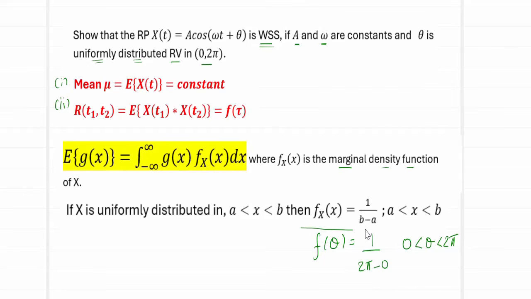I have to be very cautious to include this marginal function before integration and then apply it with the corresponding expected value. So come on, let us move on to solve the problem. We are going to show that the process is WSS. We will begin by showing that the mean, E of X(t), is a constant. So the primary target, condition number 1, is to show the mean. What is the mean? The expected value of X(t).